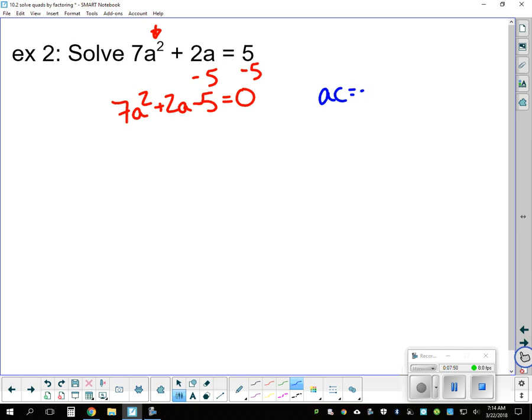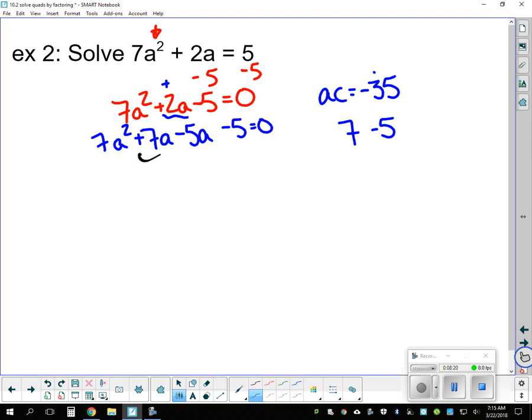AC here is negative 35. We need to multiply to negative 35. We need to add to 2. 7 and 5 are the numbers that do that. It has to be 7 and negative 5. Can we take the shortcut here? No. So that means we have to replace 2a with our 2 numbers, 7a and negative 5a. Okay, so where did this stuff come from? It came from right here, and I simply added the a variable on the ends of them.